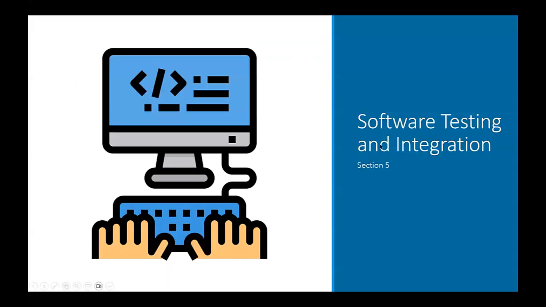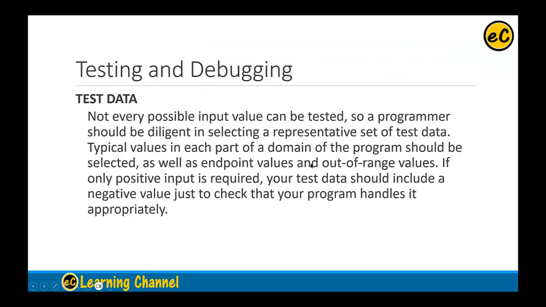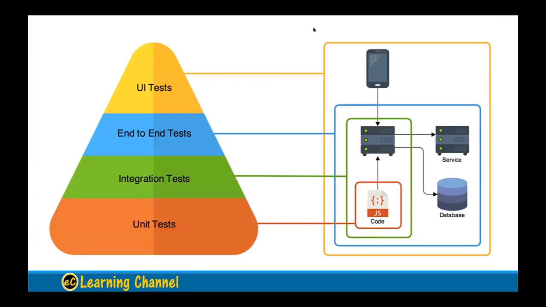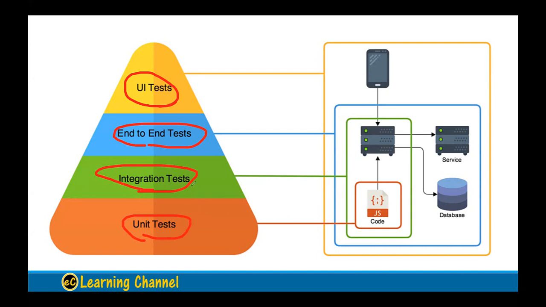After you design your software for each function, then you want to do testing. For testing, first you need to prepare your test data set. Before you test, you need to know the kinds of tests. You may do unit test, integration test, end-to-end test, and UI test.